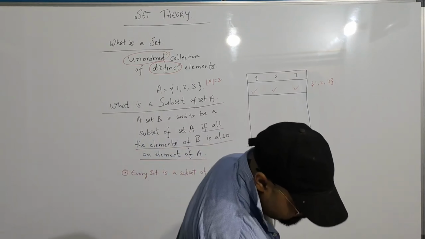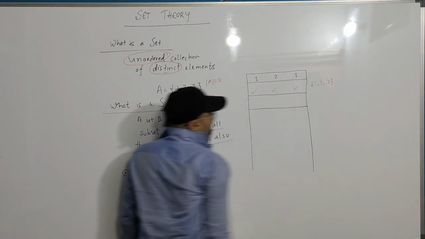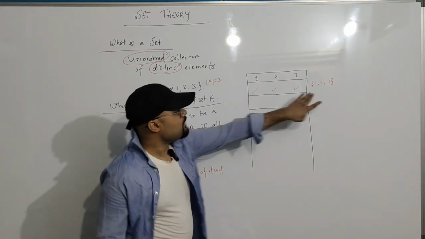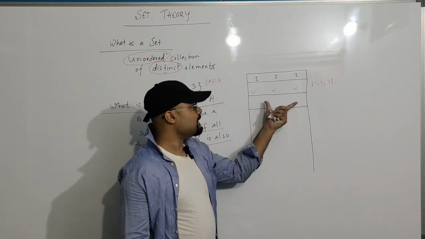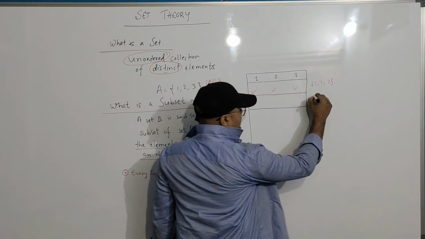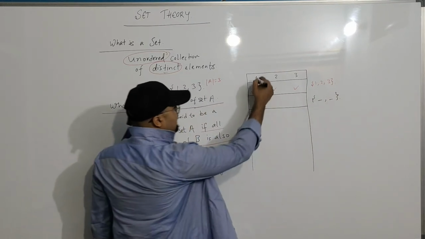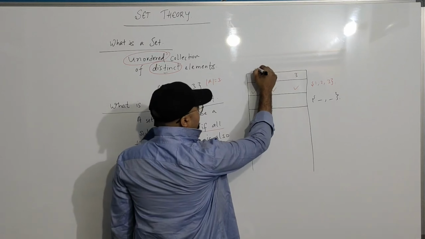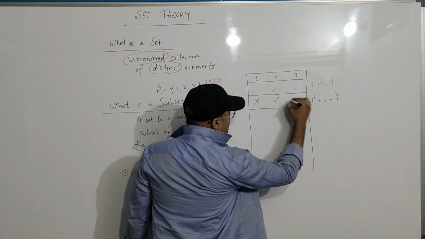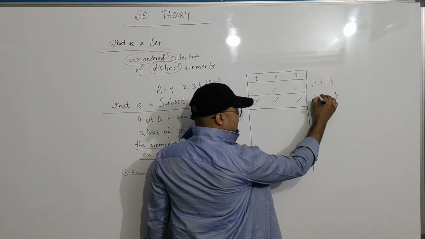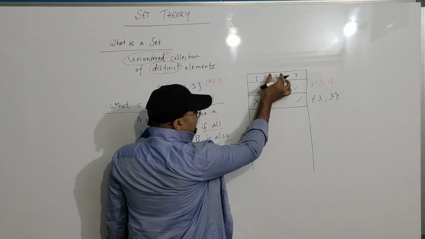So for cardinality 2, for every combination I am getting one subset. Let's say for cardinality 2, I have to select 2 elements in my set. Let's say I don't select 1. If I don't select 1, then I will select 2 and 3, and this set is {2, 3}. Similarly, another possibility is that I don't select 2.